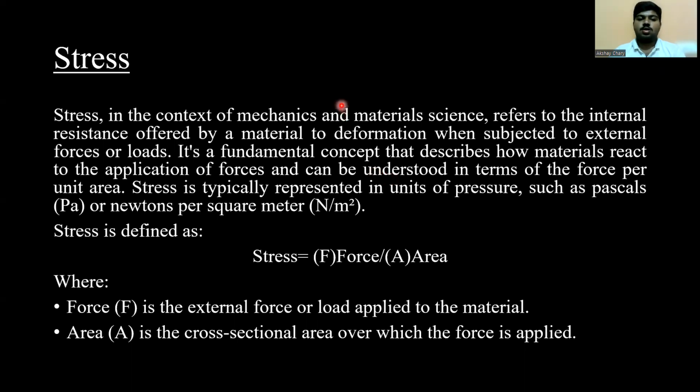First, stress. What is meant by stress? Stress, in the context of mechanics and material science, refers to the internal resistance offered by a material to deformation when subjected to external forces or loads. It's a fundamental concept that describes how materials react to the application of forces and can be understood in terms of force per unit area. Stress is typically represented in units of pressure, such as pascals, newtons per square meter.